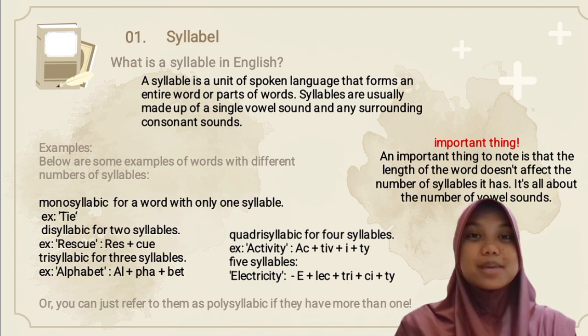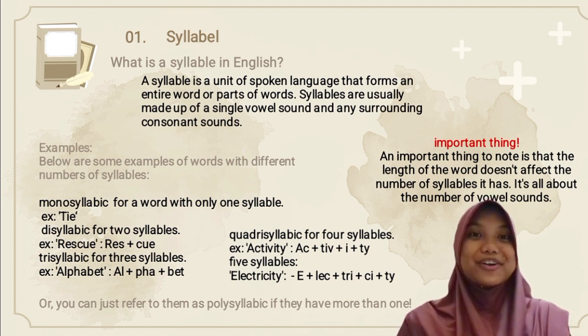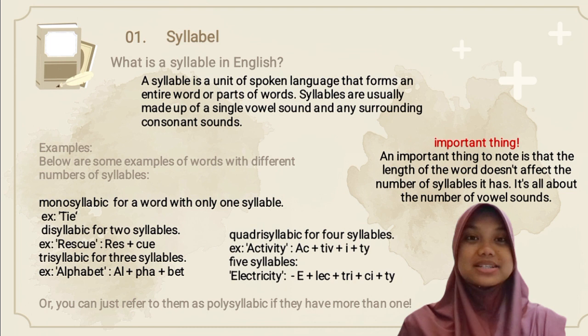Example, tie. Number 2 is disyllabic, for 2 syllables. Example, rescue, from res plus q. Number 3 is trisyllabic, for 3 syllables. Example, alphabet, from al plus fa plus bet. Number 4 is quadrisyllabic, for 4 syllables. Example, activity, from act plus T plus I plus T.